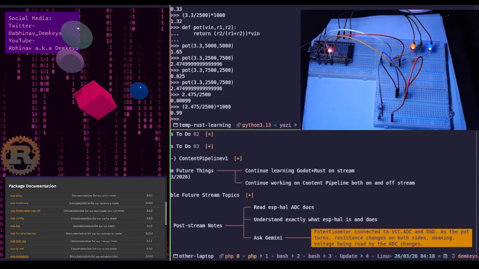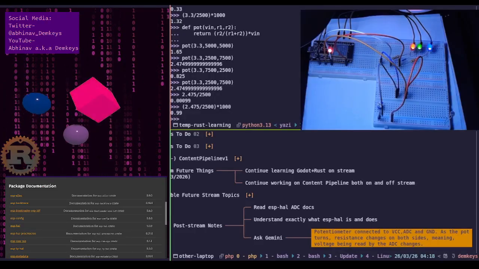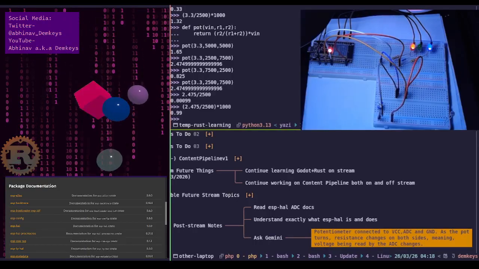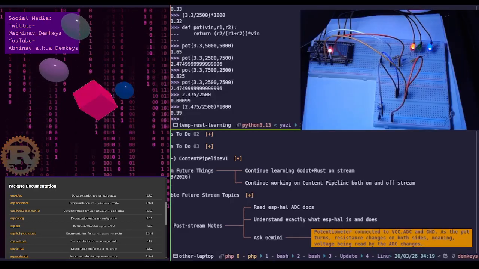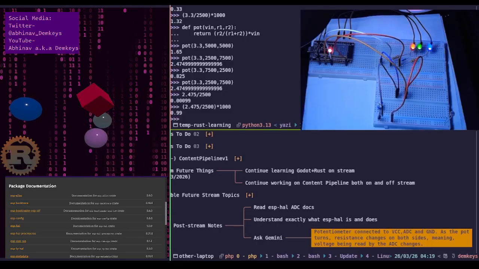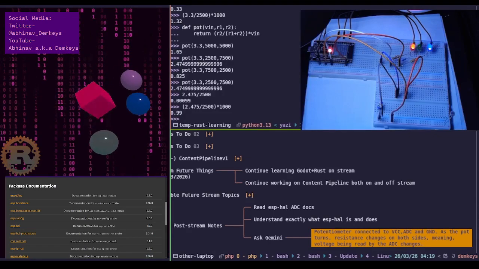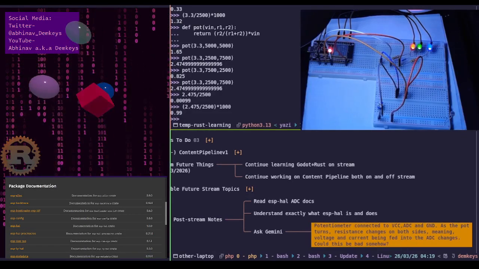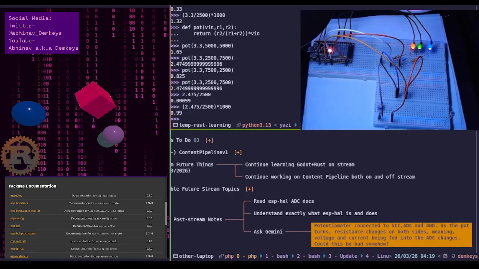Voltage being read by the ADC changes. Well, okay. Voltage, not just read, let's say fed into the ADC changes. Voltage and current being fed into the ADC changes. Could this be bad somehow? That's our question, so I'm going to ask that later on to Gemini. Let's go back.